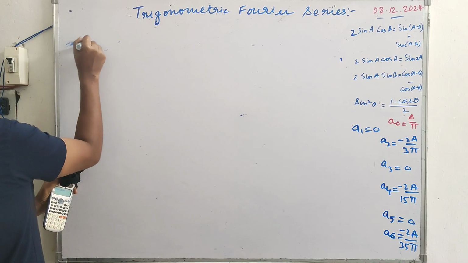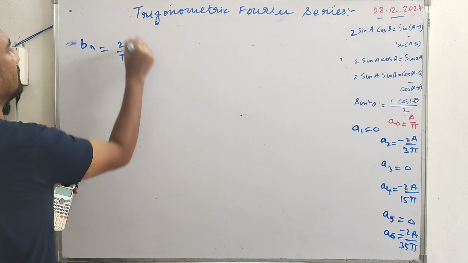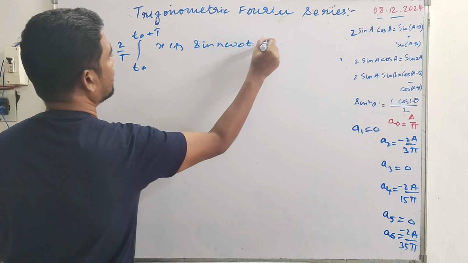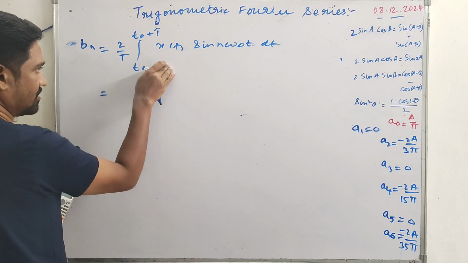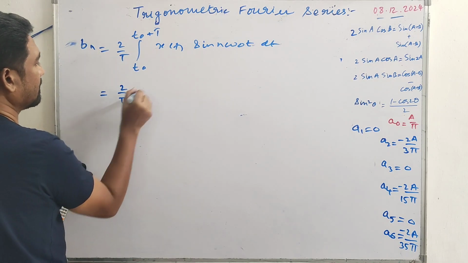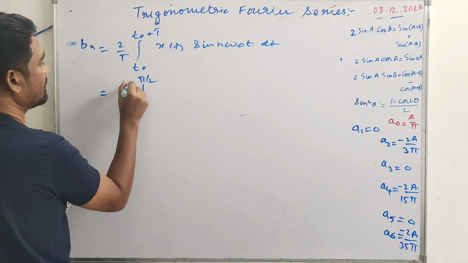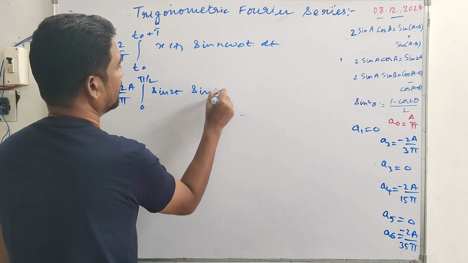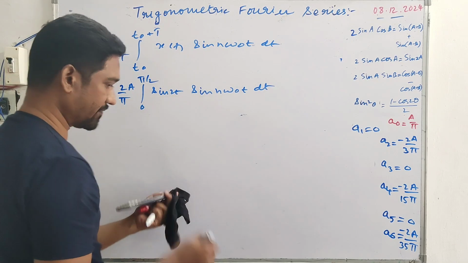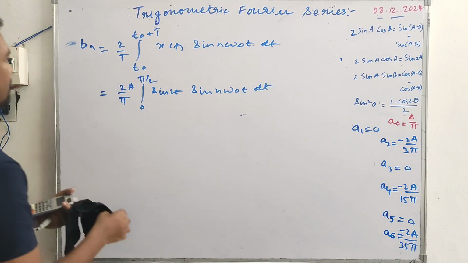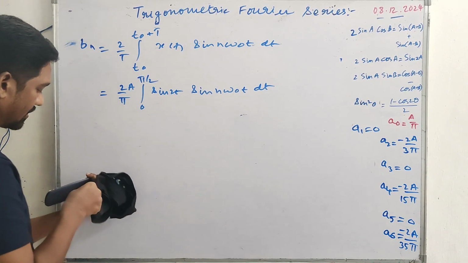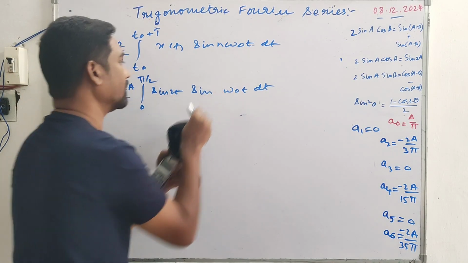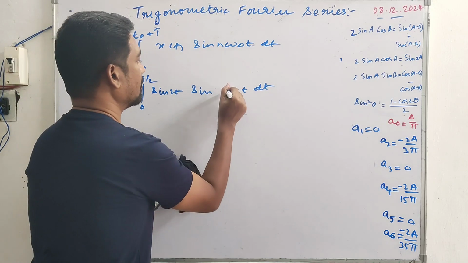And what about bn? bn is 2 by T integral t0 to t0 plus T of x of t multiplied with sine n omega naught t dt. In general, and from the waveform we have 2 by pi integral 0 to pi by 2, x of t is a sine 2t, sine n omega naught t dt. Watch carefully here. B2, B3, B4, B5 tend to 0. We can calculate only for B1. Now n equal to 1, we have only this, and omega naught is 2 again.